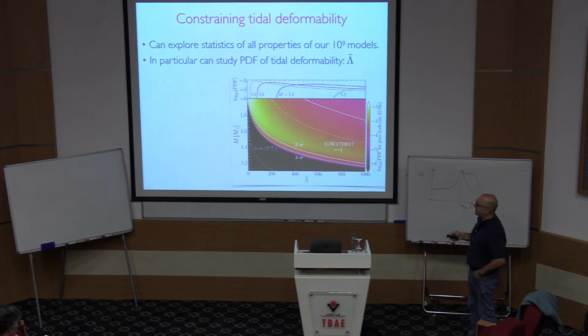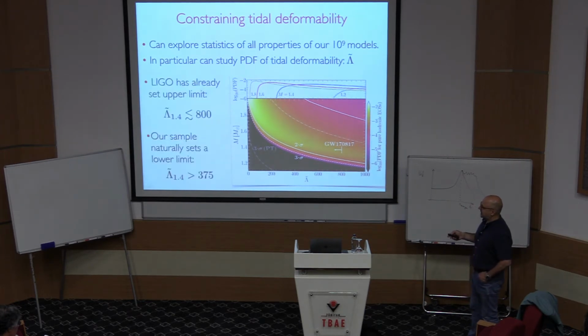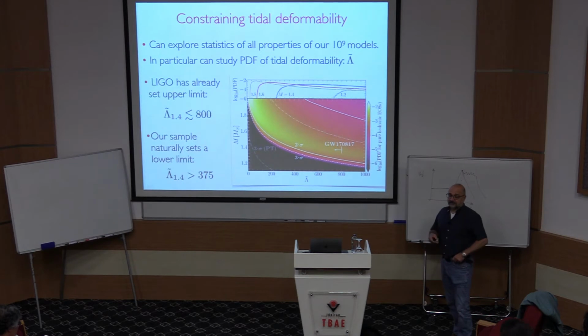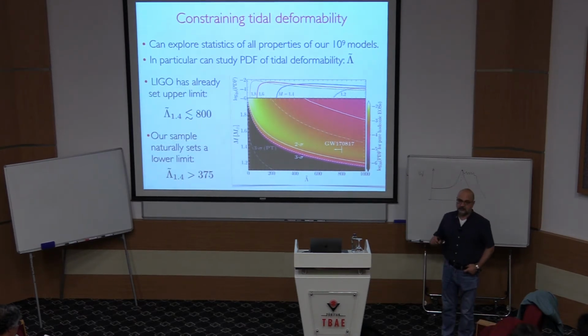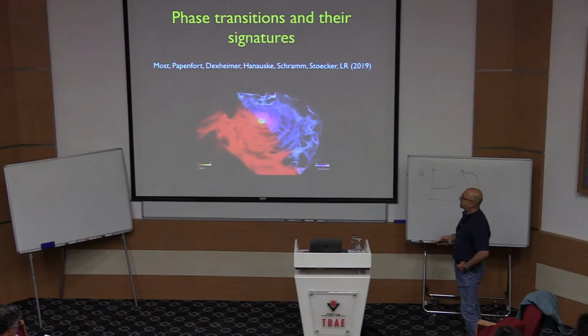So by just using this data, we can set a lower limit of 375 at 2 sigma, or a bit tighter at 2 sigma, for 1.4 solar masses. Okay? So this is an example of how the detection of gravitational waves can be used to say something about the properties of the equation of state.